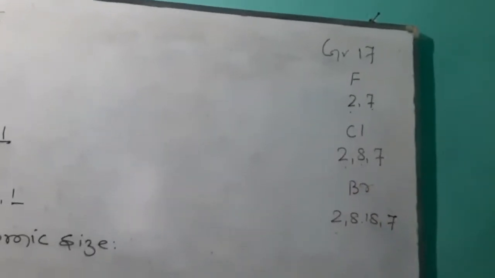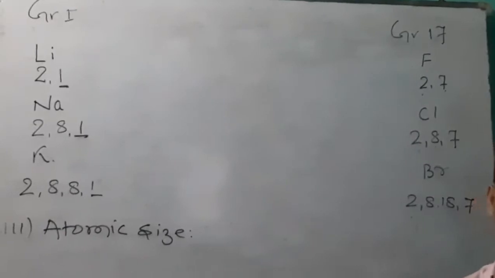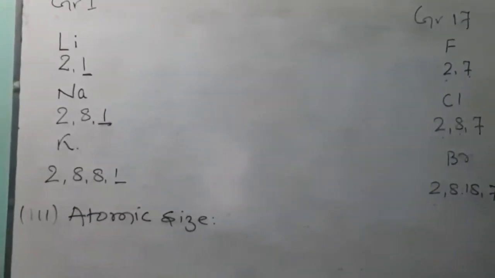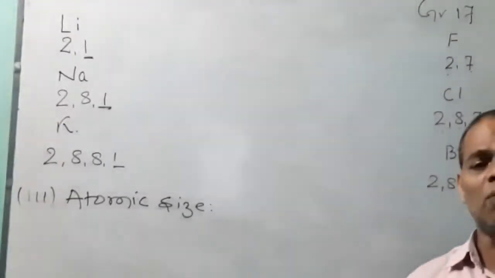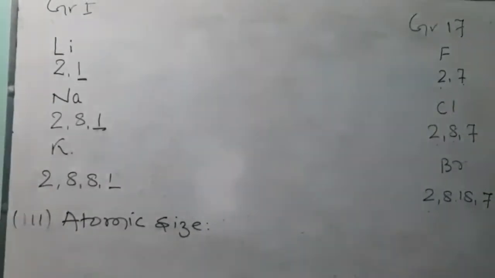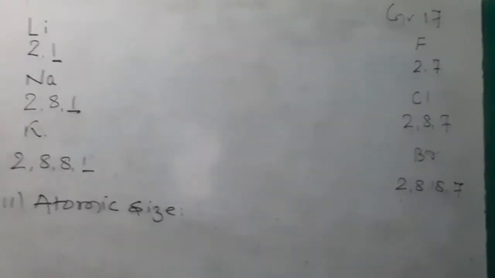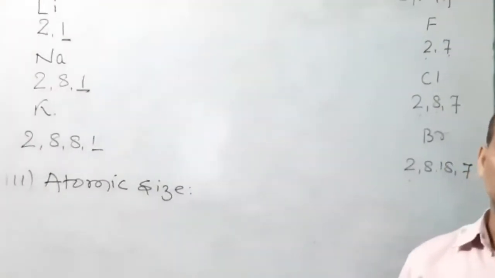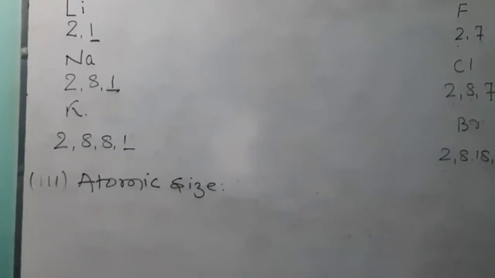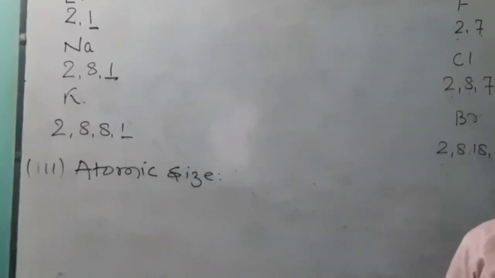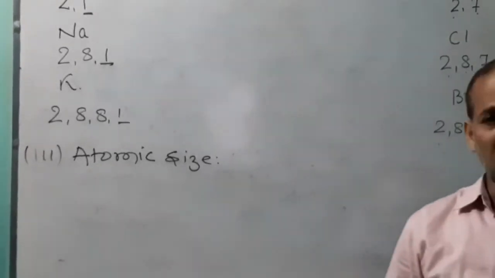So while moving from top to bottom across the group, the number of shells increases, due to which the size of an atom also increases. While moving from top to bottom across the group, the size of an atom increases due to the increase in the number of shells.